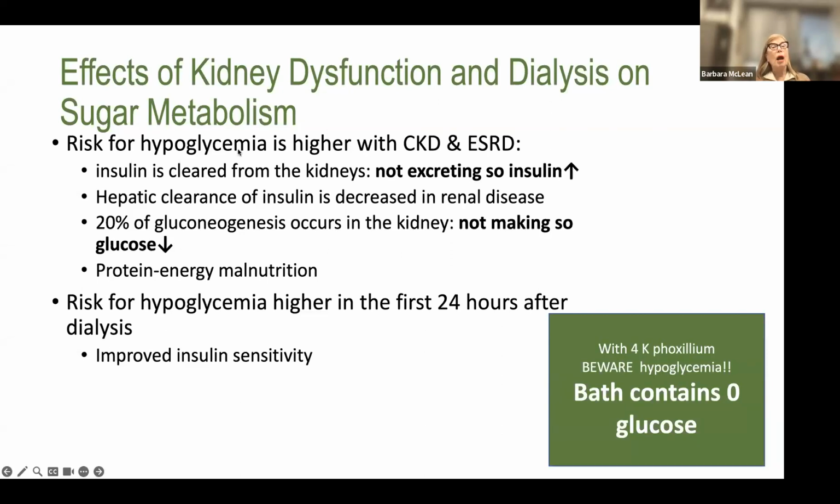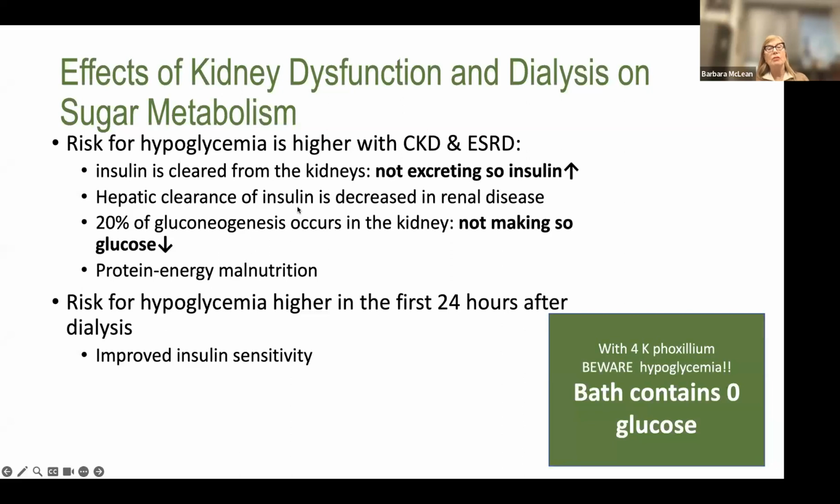Now, risk for hypoglycemia is higher with chronic kidney disease and end-stage renal disease, but it's also much higher when you have patients who have hepatorenal dysfunction. It is very, very common. If you have liver dysfunction, you can't clear insulin. Your kidney cannot clear insulin if you have renal dysfunction. So you are no longer clearing insulin. You're not excreting it. So insulin goes up.